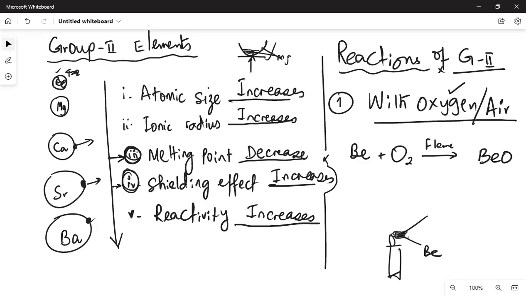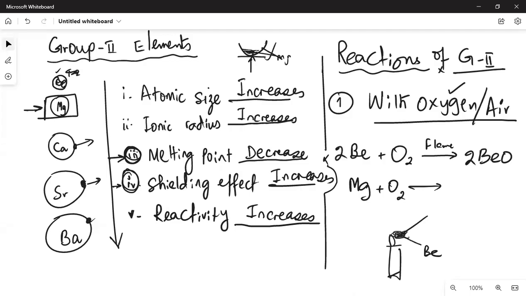The flame colors of some metals, the ones that I'll be writing, are in your syllabus and you need to remember them. Beryllium gives a white or bright flame, but that as such is not in the syllabus because magnesium also gives the same flame. You have studied this in IGCSE too, so I'll just write it. Sir, magnesium, 2 beryllium. Yes, to balance, we will put 2 and 2 on both sides.